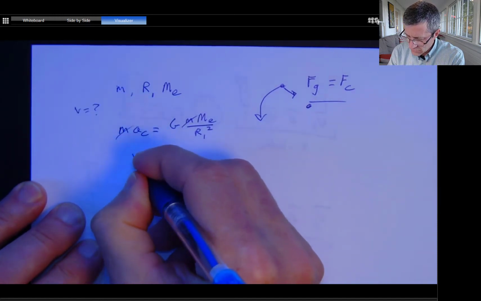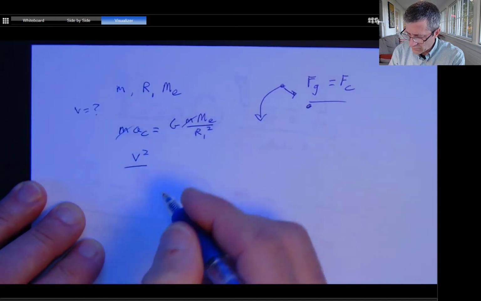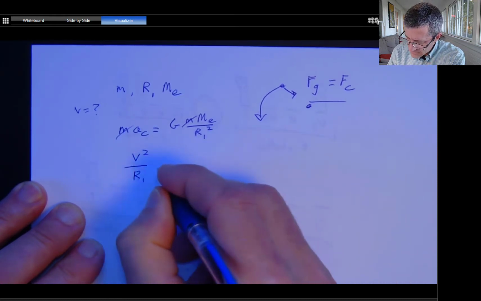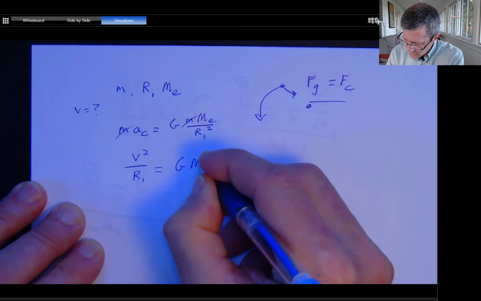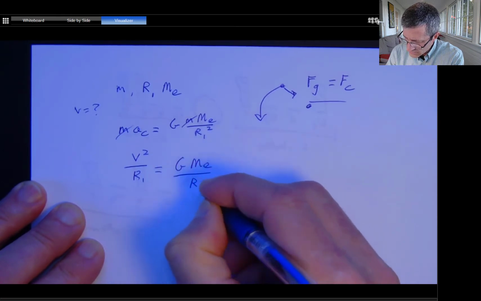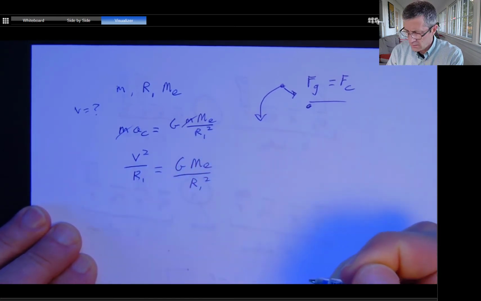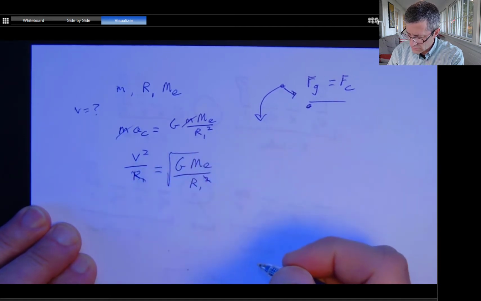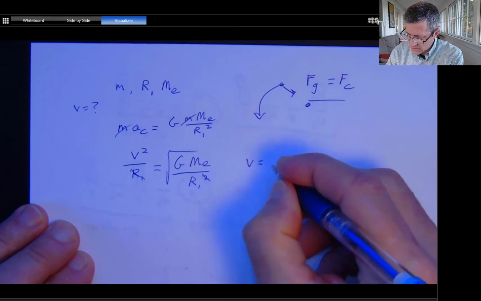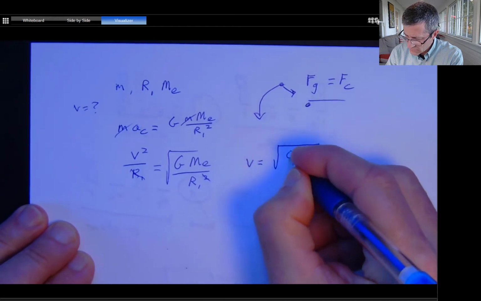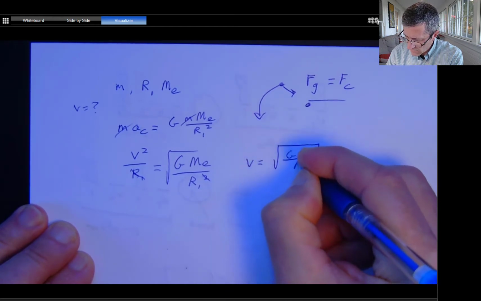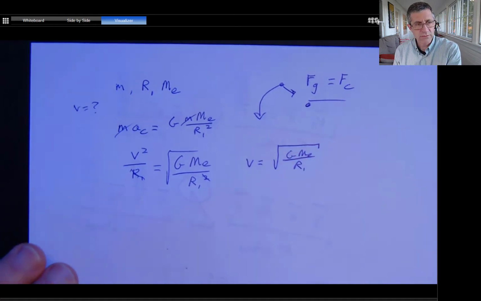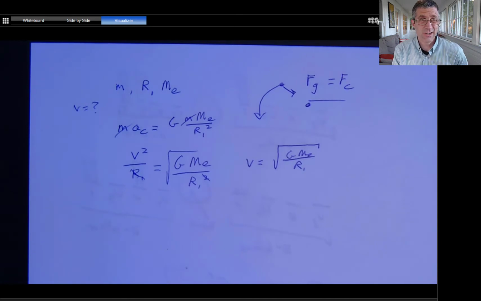but fortunately, centripetal acceleration is going to be the square of velocity over the radius. I call this R1. This is equal to G, mass of the Earth over R1 squared. So I'll simplify this and then take the square root. So my velocity is going to be equal to the square root of G M_E over R1, not squared. Okay, part one. So now we have an equation for velocity. I'm going to guess they're going to want us to use this, right?